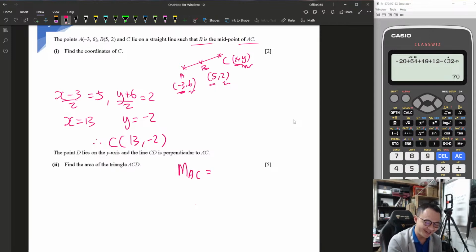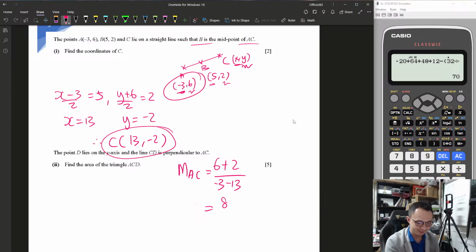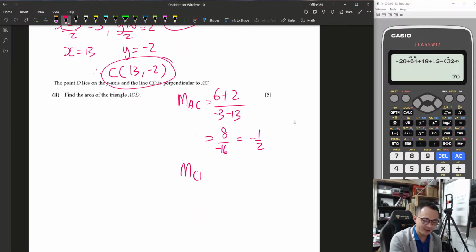So the gradient of AC is basically focusing on the coordinates A and C: 6 minus negative 2 over negative 3 minus 13. So the gradient here should be 8 over negative 16, so it's negative 1 over 2. Since they are perpendicular, I can know the gradient of CD easily: negative 1 over negative 1 over 2, which is 2.